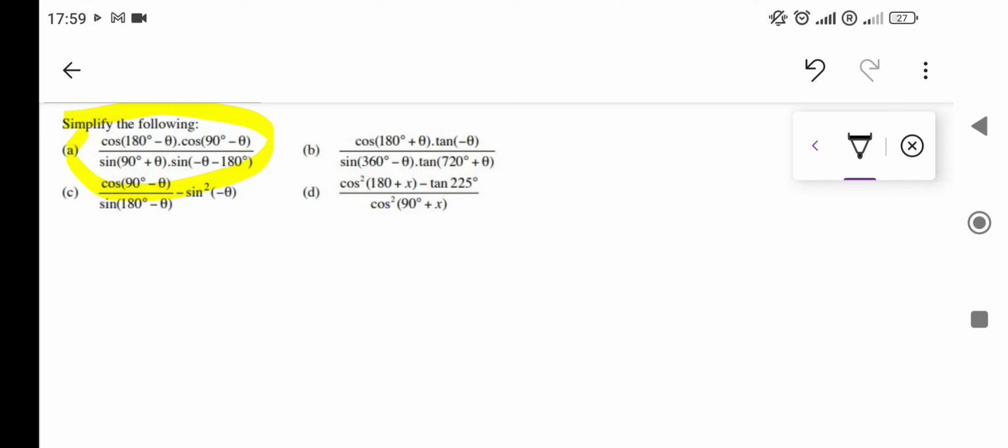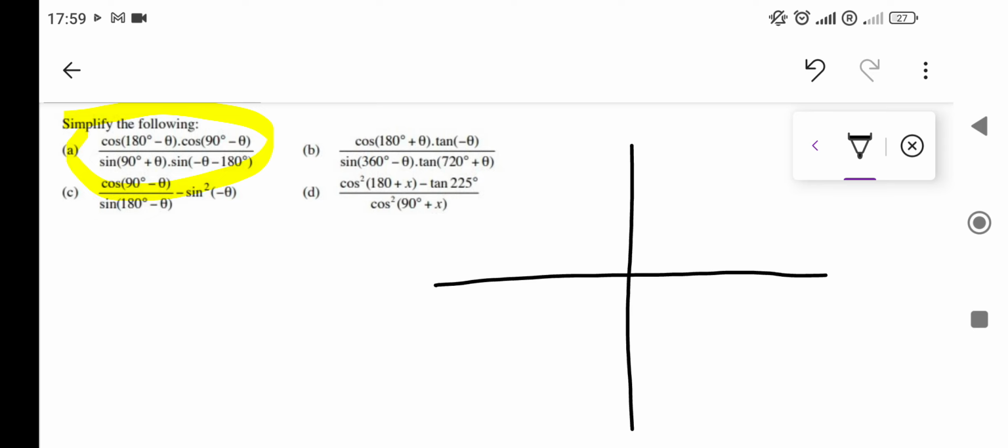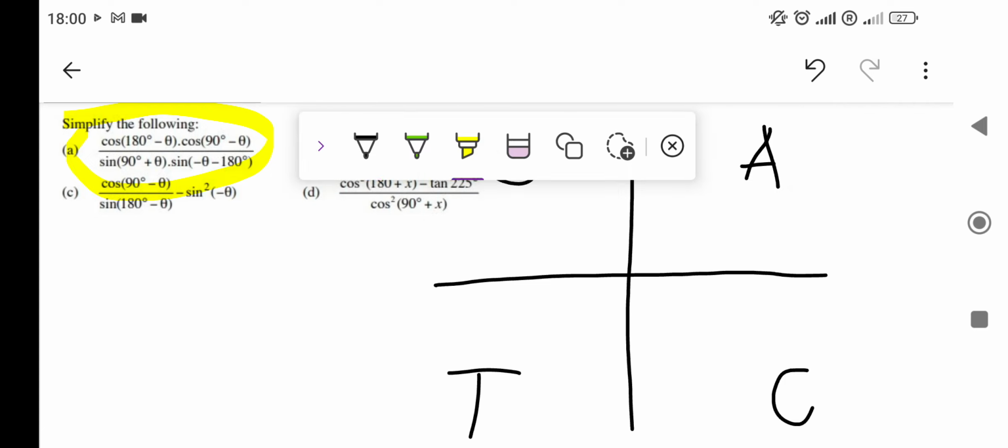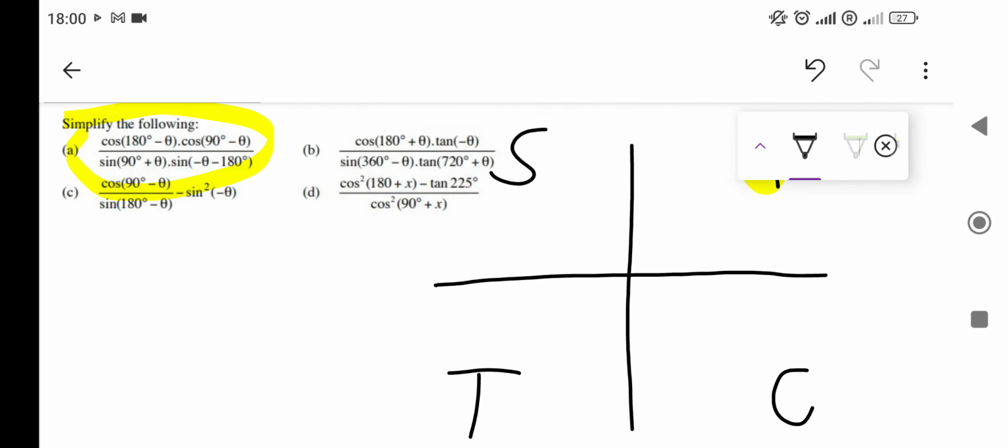Right. So in order to deal with any of these, we need to start with our CAST diagram. We are going to make a nice Cartesian plane for ourselves. We have four quadrants over there, and we are creating a CAST diagram. CAST, C-A-S-T. So we're going to put a C here, an A here, an S here, and a T there. And what those mean is that within my first quadrant, all of my functions, sine, cos, and tan, are going to be positive.